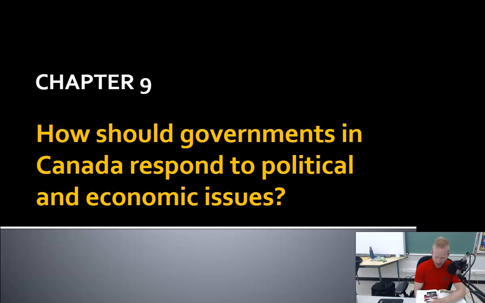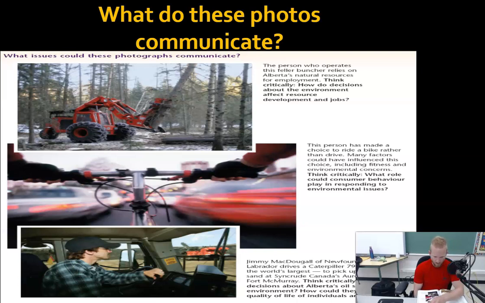On page 299, you got 3 pictures, which is right here. The top one, the person who operates this feller buncher relies on Alberta's natural resources for employment. Think critically. How do decisions about the environment affect resource development and jobs? Second one down. This person has made a choice to ride a bike rather than drive. Many factors could have influenced this choice, including fitness and environmental concerns.